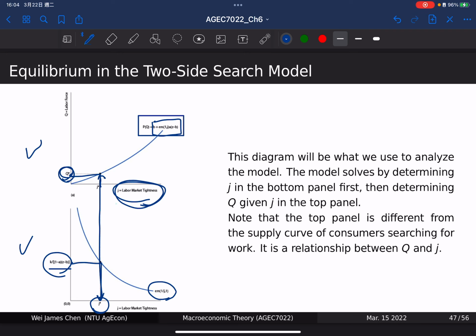So in this model, the sequence of finding the equilibrium is: I first find the labor market tightness. And then I plug this labor market tightness back into the P of Q function. Because I have E times M of 1J and A and Z minus B and B, I can know the expected payoff there. And based on the expected payoff, I can then know Q. Given that the expected payoff of finding a job is that high, what is the number of labor force that will come out and try to find a job? That's the definition of P of Q. And that's how I get Q: I get J first and use J to get Q.